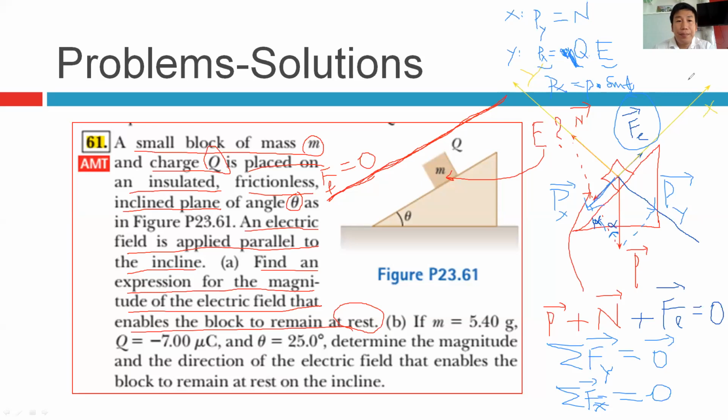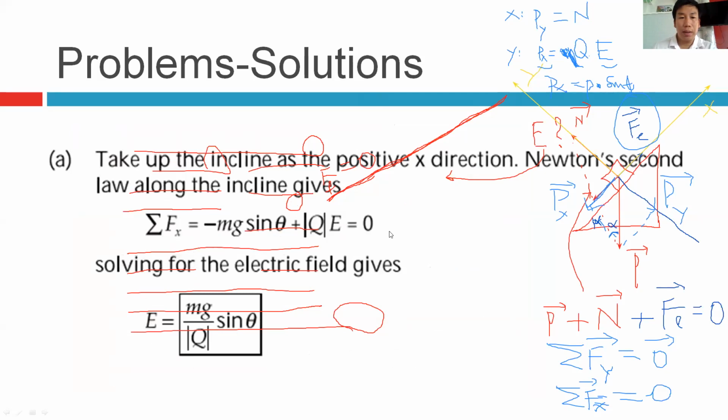Question? Do you have any question? Okay, if not, please move next. Here again, sum of F, Fy equal to 0.